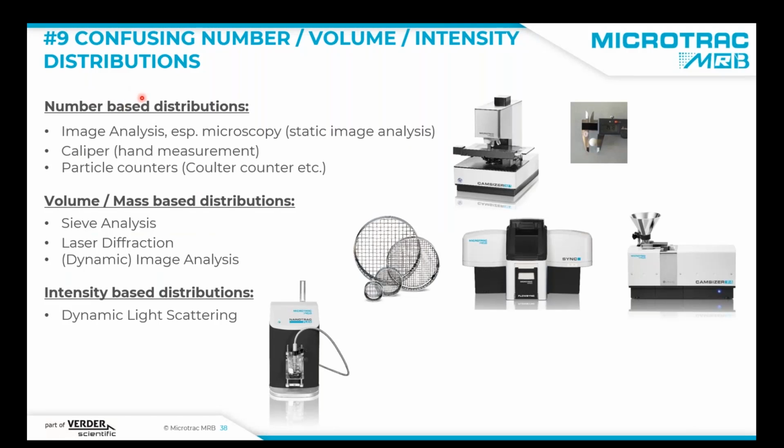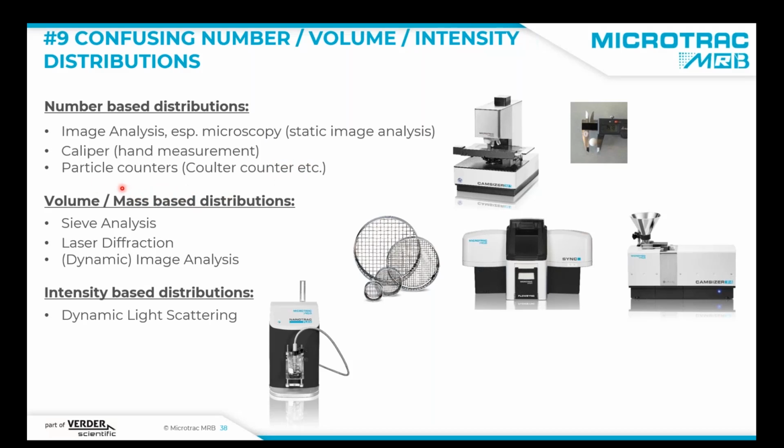There are some techniques, some analyzers that will generate number-based distribution. For example, the caliper that we have seen, everything you do with hand measurement is a number-based distribution. Image analysis gives you number-based distribution, especially microscopy or static image analysis, like the ChemSizer M1 here, and all devices that do particle counting, like for example the Coulter counter or some dust monitor that you use to observe the cleanliness of a clean room or something like that.